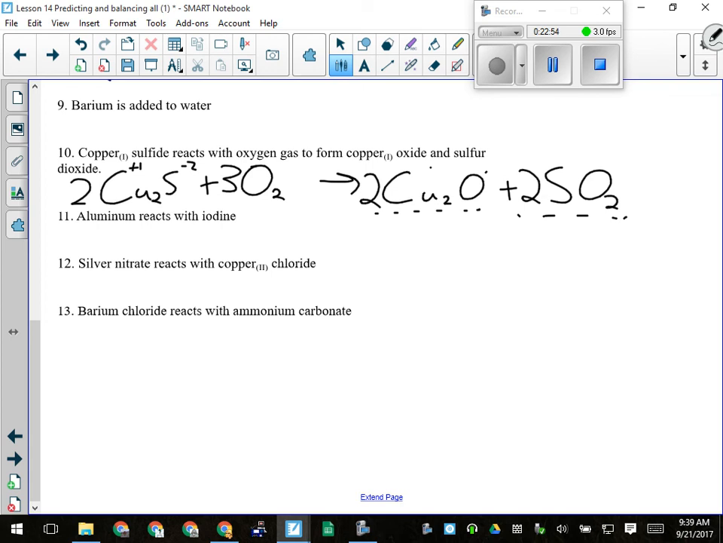All right, number 13, so we got barium chloride, BaCl. This is a +2 and this is a -1, so this should be BaCl2. It reacts with ammonium carbonate. All right, so that's ammonium, it's a polyatomic ion, and so is carbonate. Okay, this is a +1, and this is a -2.